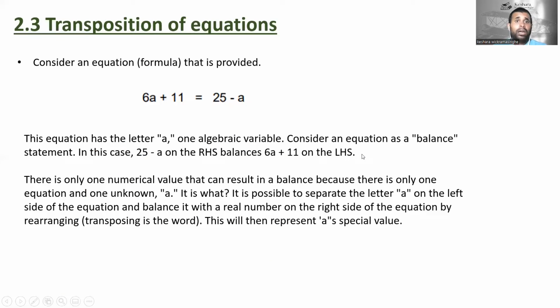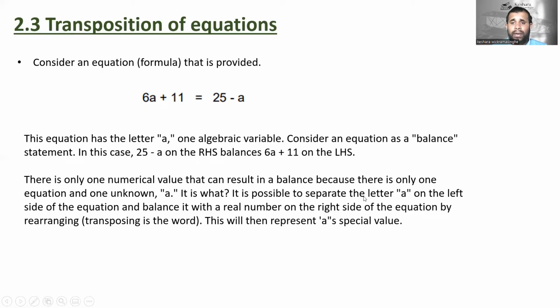Now, transposition of equations. Consider an equation, for example 6a plus 11 equals 25 minus a. This equation has the letter a, one algebraic variable. Consider an equation as a balanced statement. In this case, 25 minus a on the right hand side balances 6a plus 11 on the left hand side. There is only one numerical value that can result in the balance because there is only one equation and one unknown.